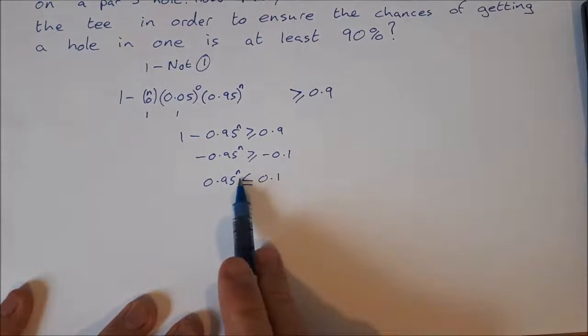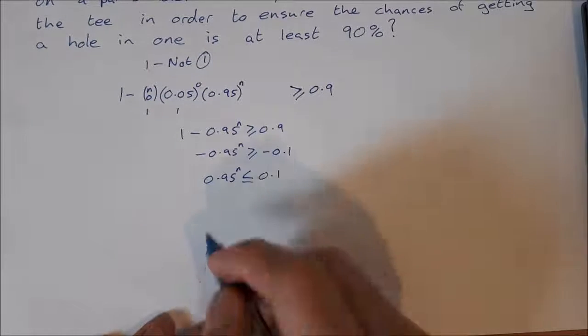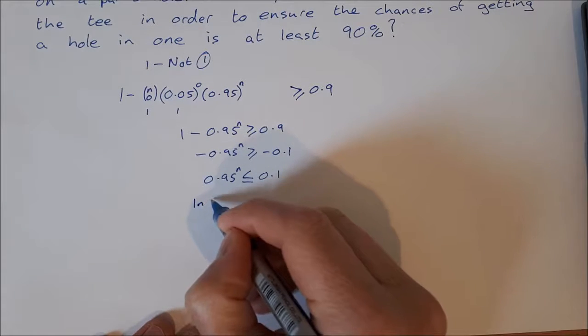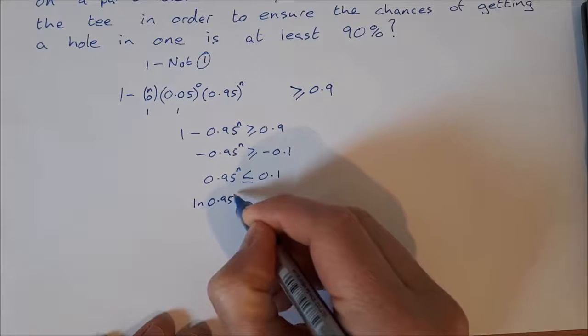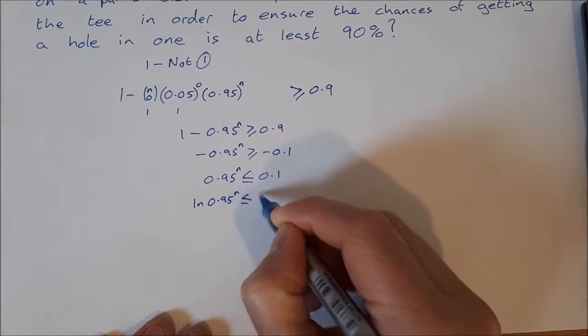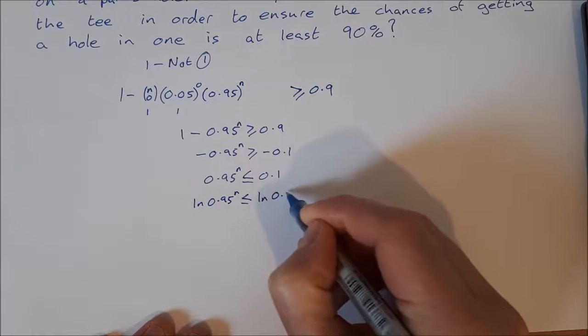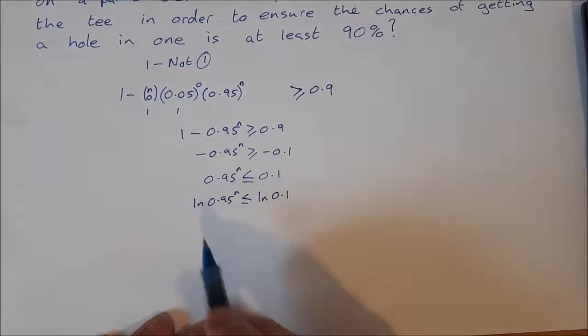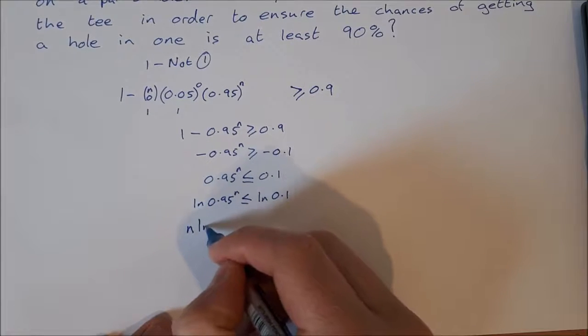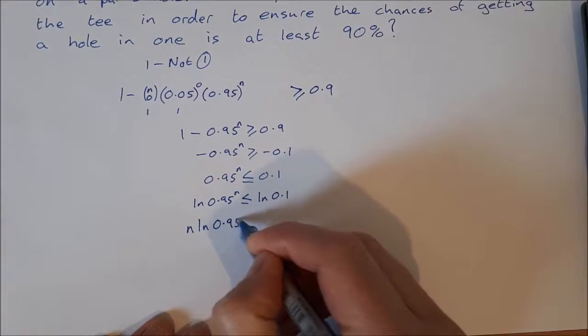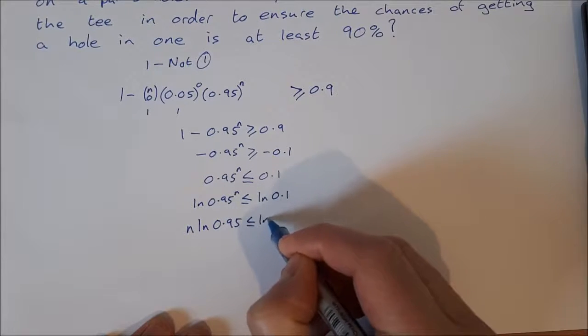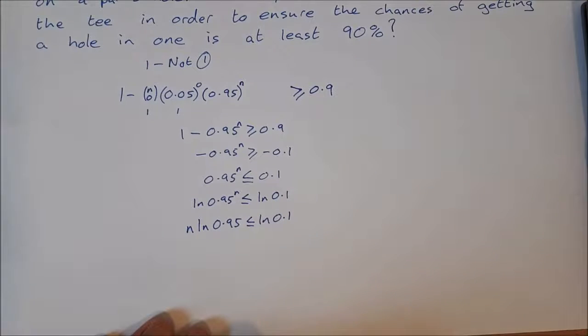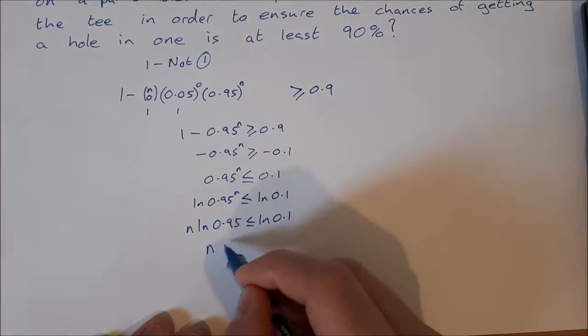Now I want to get this n out of here. So what do I use? Logs. So I take the natural log of 0.95 to the power of n is less than or equal to the natural log of 0.1. Now what I can do is, laws of logs say that I can take this n out in front. So it's n log 0.95 is less than or equal to log 0.1. I want to isolate n on its own.